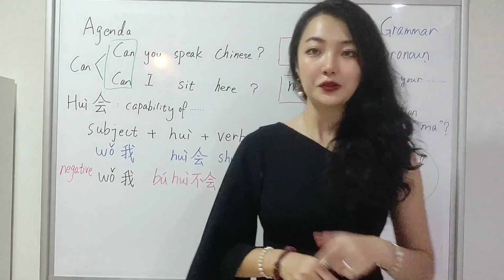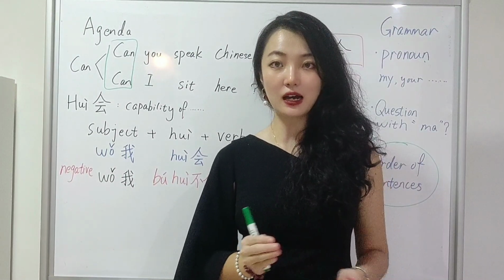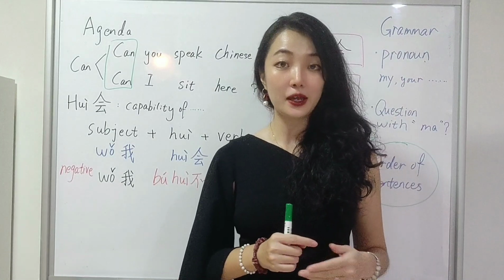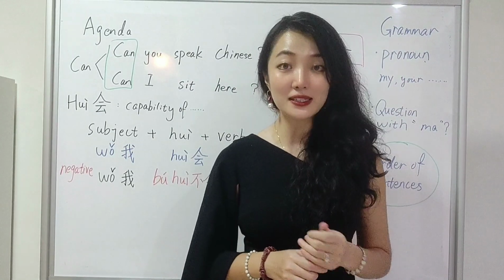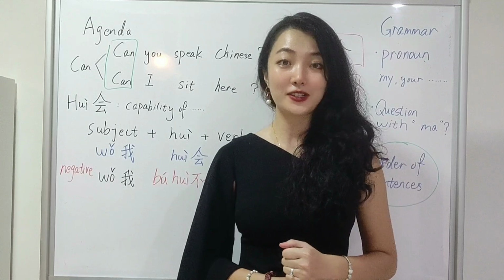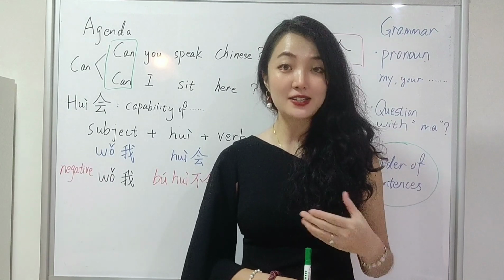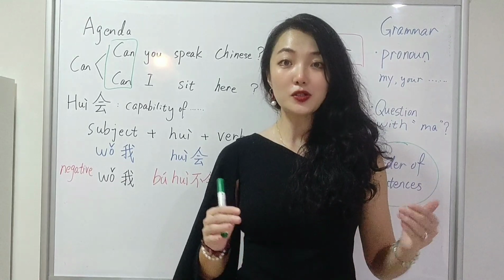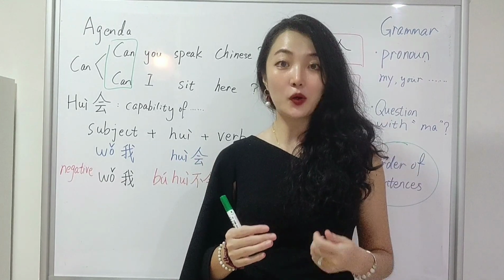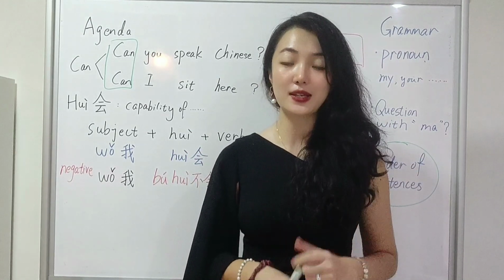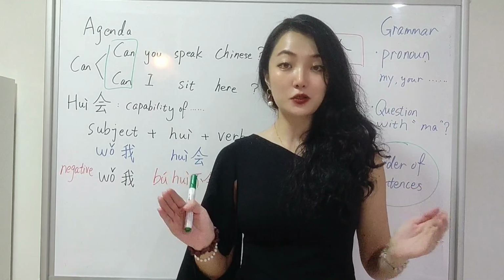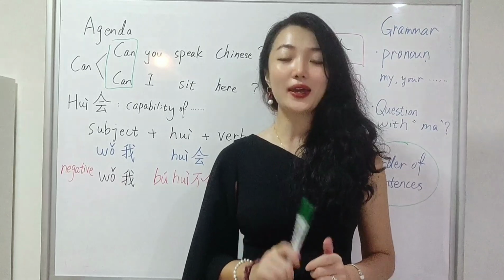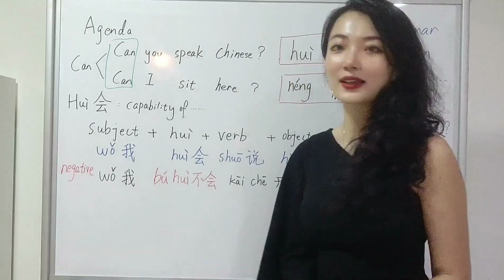Hui means you have a certain ability of doing something, or are capable of doing something, or have the capability of doing something. For example, I can speak Chinese, I can swim, I can drive. Those are your capabilities or your abilities or your skills. So to describe those skills or capabilities, we use hui as the can here.